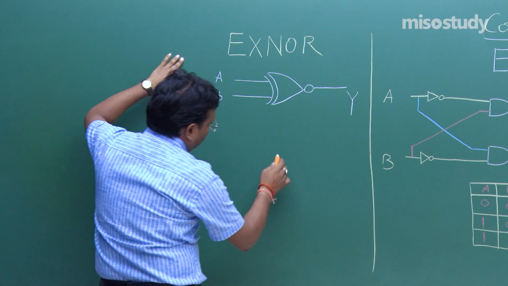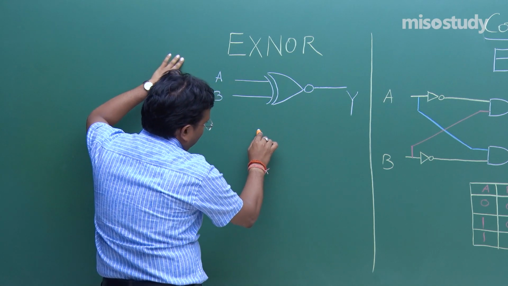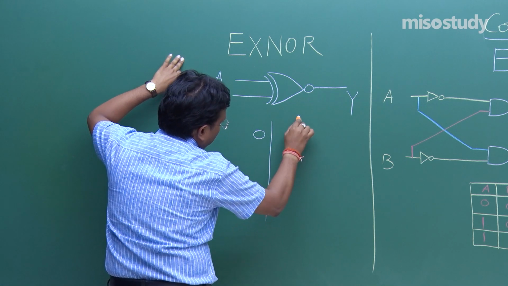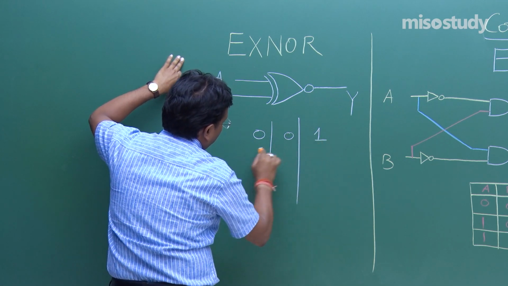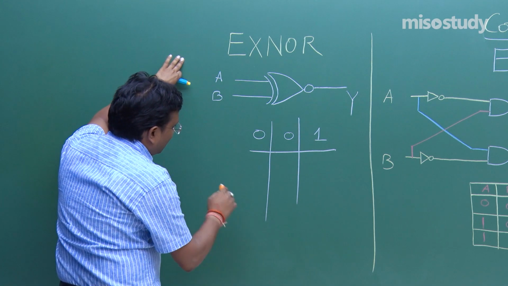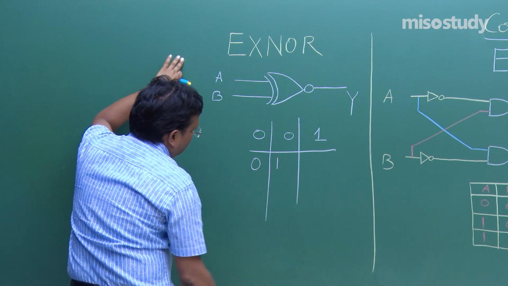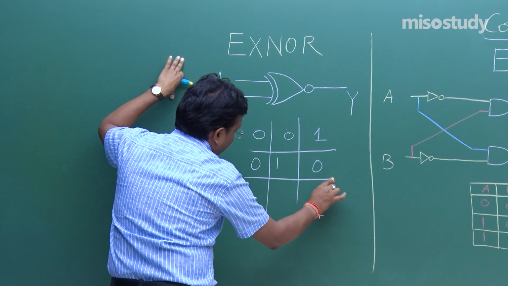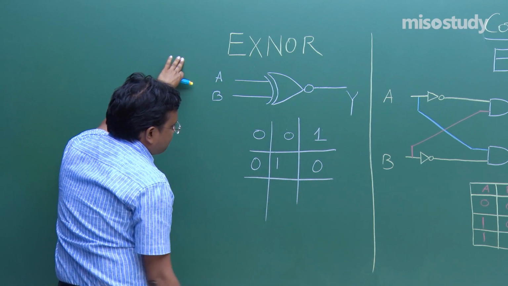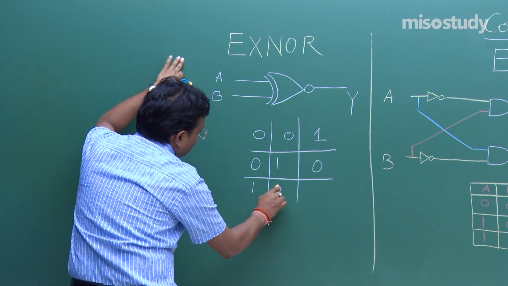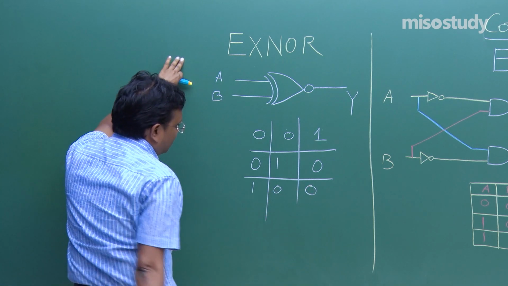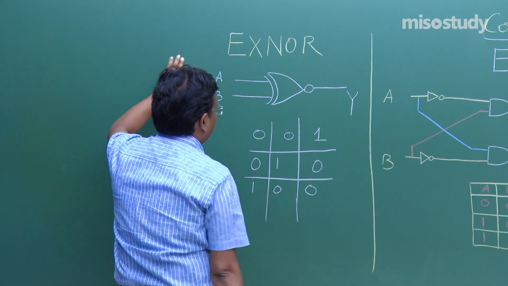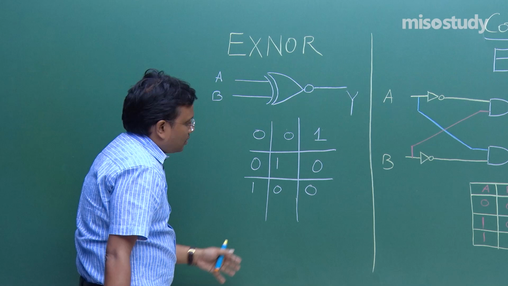Fine. What is the truth table of this gate? Let us write it like this: 0, 0, 1. Just a few terms I am writing. Then 0, 1, 0. Fine. A, B, Y, you know that. Then another I can say 1, 0, 0. Fine. Like this. So, this way you can complete this truth table for this particular logic gate. All values I have not mentioned.